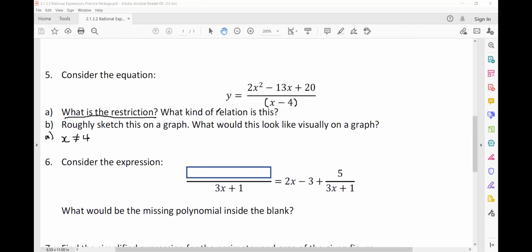The next question says, what kind of relation is this? What I meant by that is, is it linear? Is it quadratic? Or is it neither? Which means I want to get you all to simplify for me. All right? So y is equal to, x minus 4, this has to turn into a bracket.